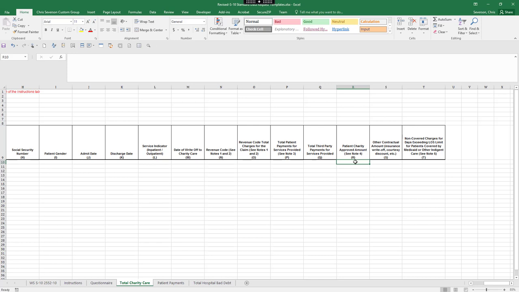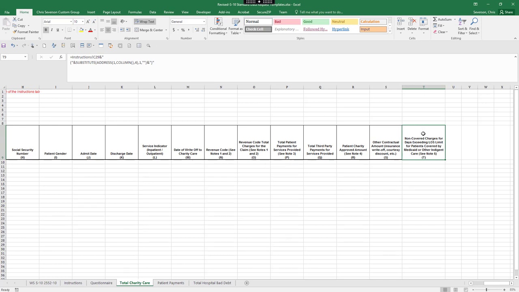Patient charity approved amount. Out of these total charges, how much was approved for charity? So that'd be column R. That goes on worksheet S-10 line 20. And then we have other contractual amounts, insurance write-offs, courtesy, discounts, things like that. Now notice column T here.